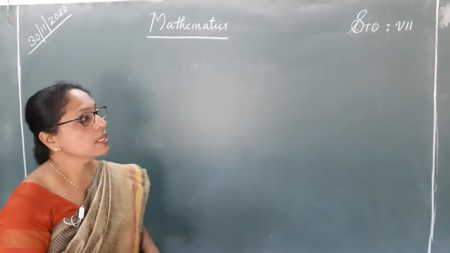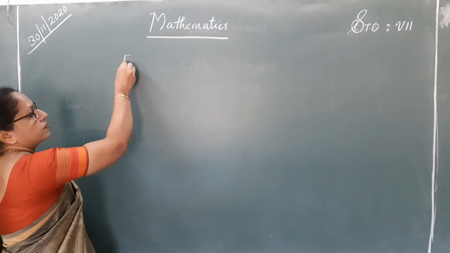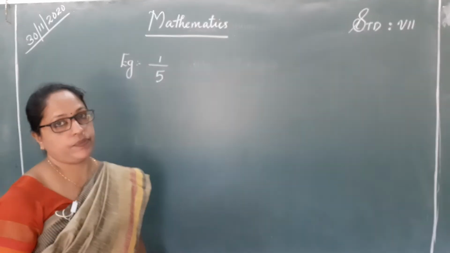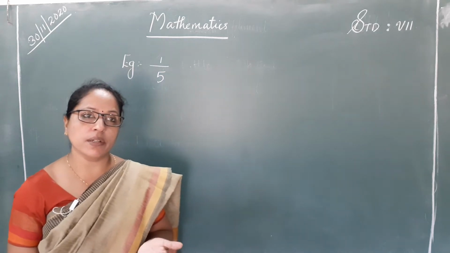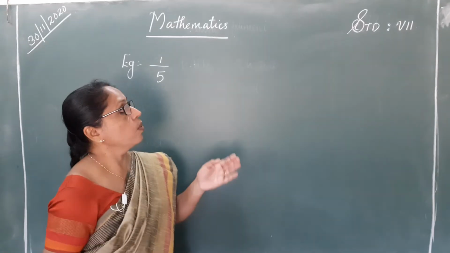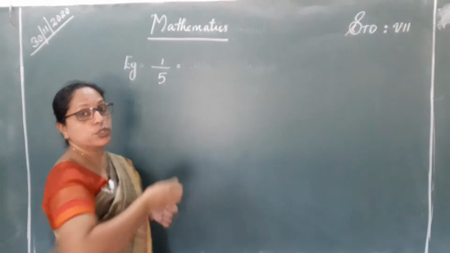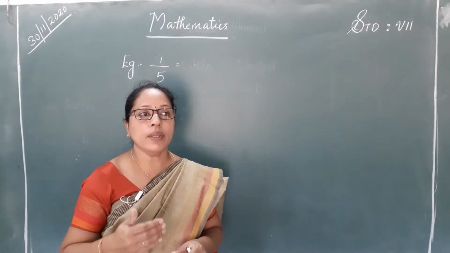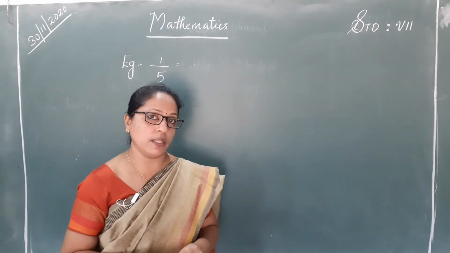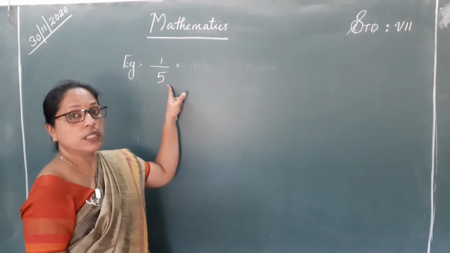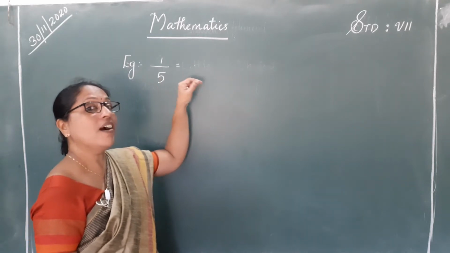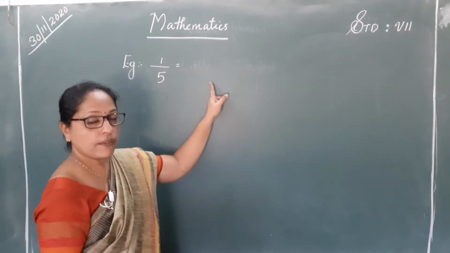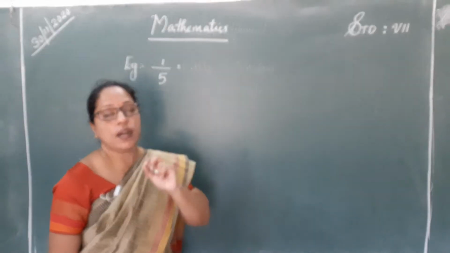The example is, let me take a fraction 1 by 5. You are familiar with fractions because you already learned the fraction chapter. Now, how can we change this fraction to an equivalent fraction? That also you know. I want this equivalent fraction with the denominator 100. So how can we change this 1 by 5 fraction into an equivalent fraction with the denominator 100?